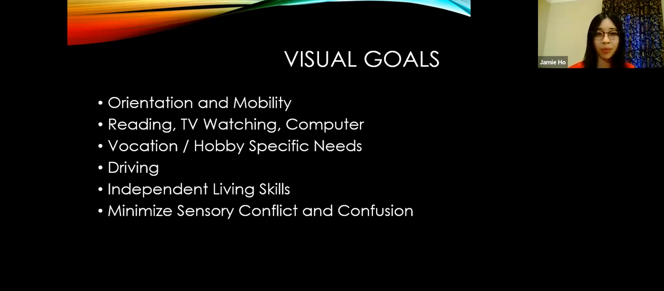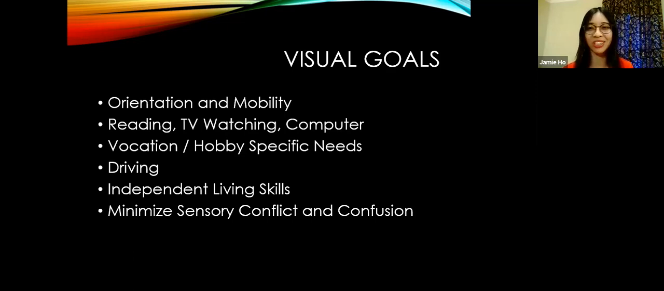Some of the more common ones: I want to read my Bible, I want to watch TV, I want to be able to use my computer for my job. Some of them could be vocation or job specific, some of them could be hobby specific. I had a patient who initially I kept thinking he was saying crosswords. This was when I first moved to Tennessee and I was not accustomed to that lovely Southern accent. It turned out my patient did cross stitching.